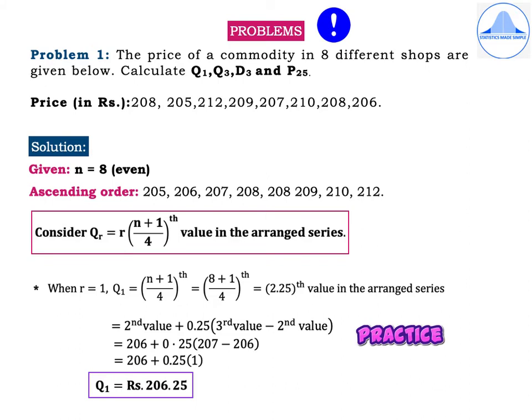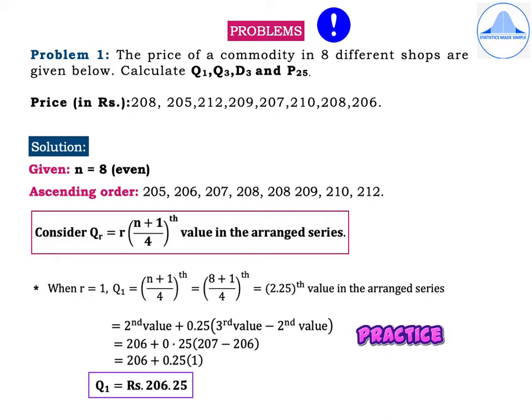Problem 1. The price of a commodity in 8 different shops are given below. Calculate Q1, Q3, D3 and P25. The prices in rupees are 208, 205, 212, 209, 207, 210, 208 and 206.